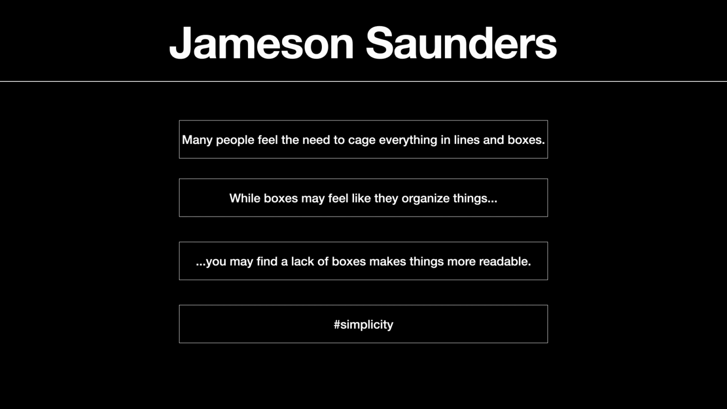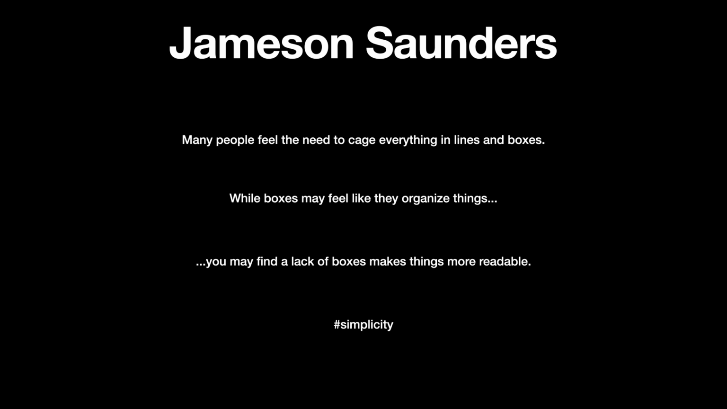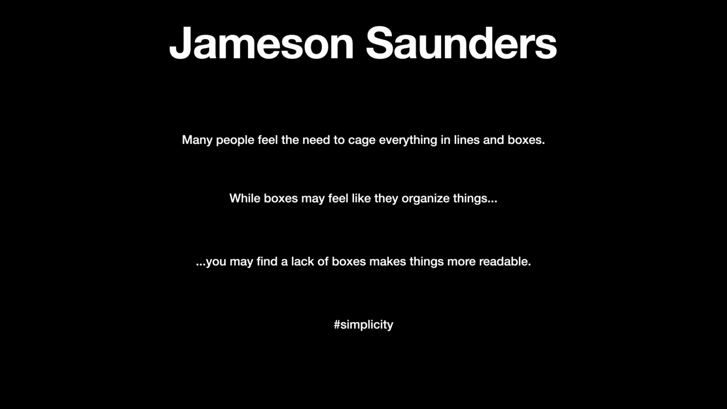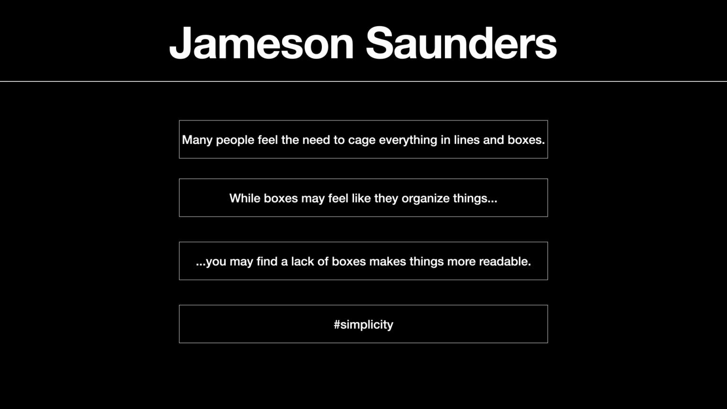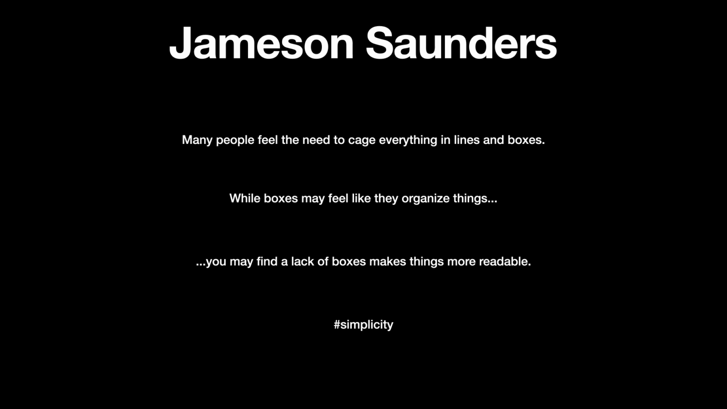Many people feel the need to cage everything in lines and boxes. While boxes may feel like they organize things, you may find a lack of boxes makes things more readable. Hashtag simplicity. So you can see here, even though the lines and boxes technically organize things, and you could even group the boxes around different things that make sense together, a lack of lines usually results in more clarity. Instead of using lines, you just use white space. And in fact, by removing the lines, you are creating more white space in between these things.